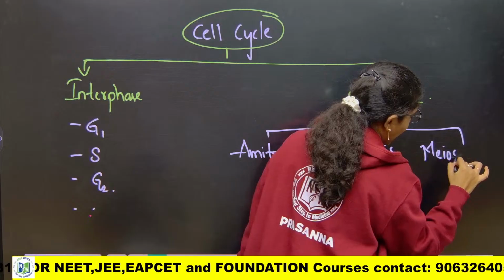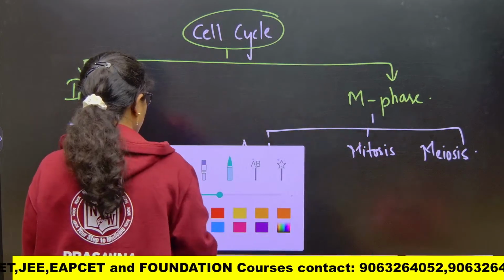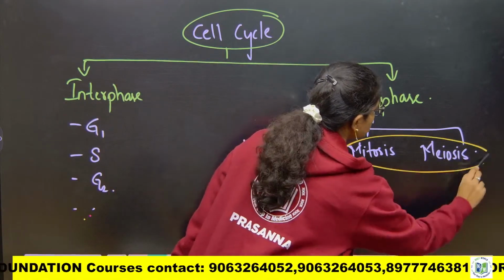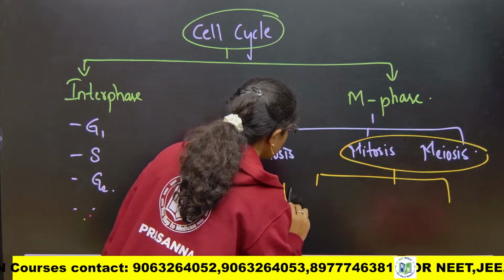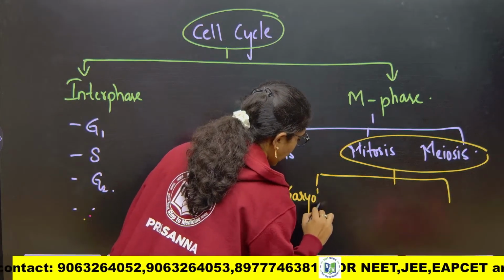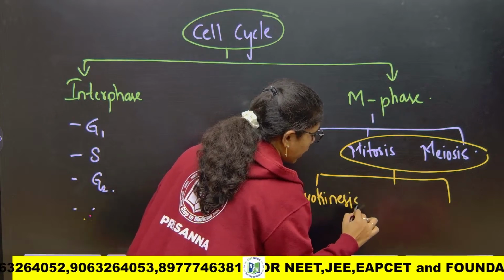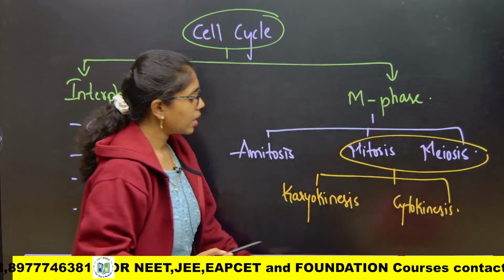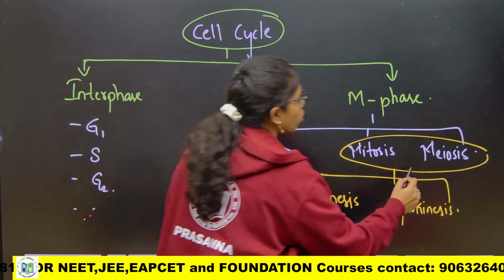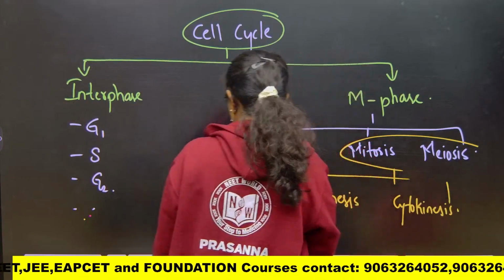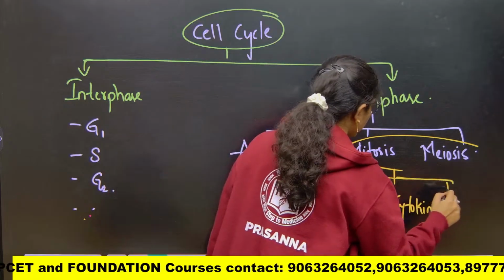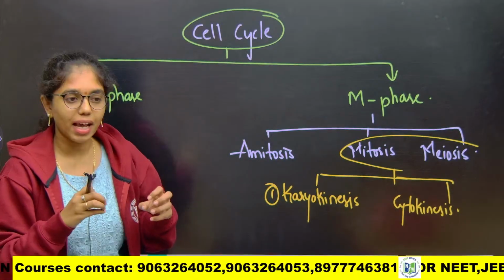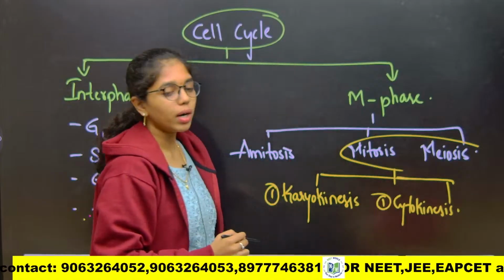In mitosis and meiosis, division happens in two substages. What are they? Karyokinesis and cytokinesis. Karyokinesis and cytokinesis take place in both mitosis and meiosis. Remember, in mitosis there is only one karyokinesis, that is only one nuclear division. Cytokinesis is cytoplasm division. So there is one karyokinesis and one cytokinesis.